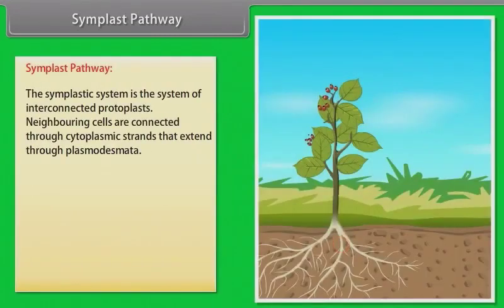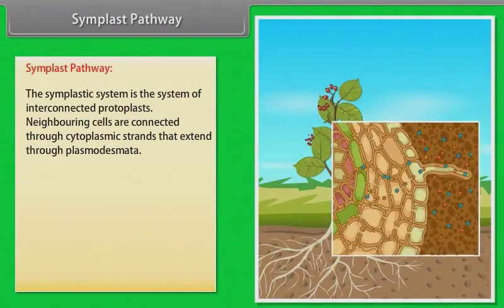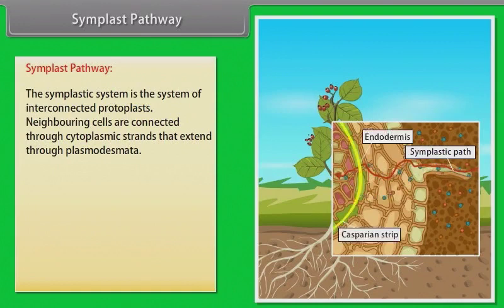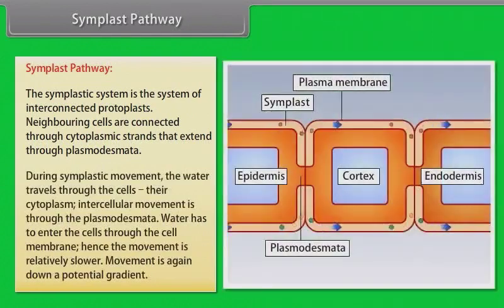Cytoplasmic Pathway. The other pathway is the Cytoplasmic Pathway. The cytoplasmic system is the system of interconnected protoplasts. Neighboring cells are connected through cytoplasmic strands that extend through plasmodesmata. During cytoplasmic movement, the water travels through the cells, their cytoplasm. Intercellular movement is through the plasmodesmata.